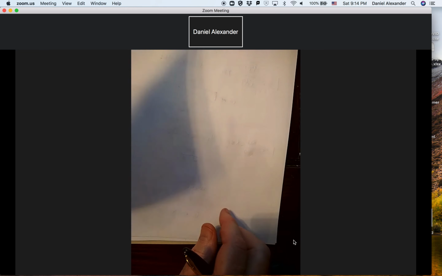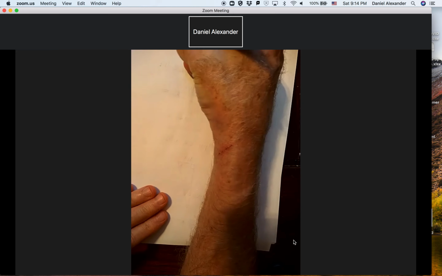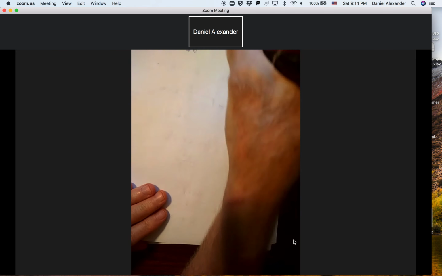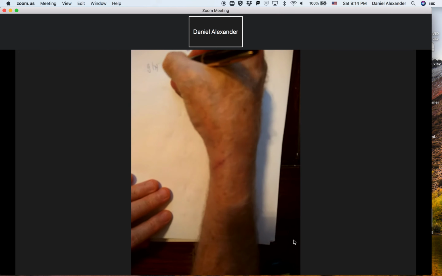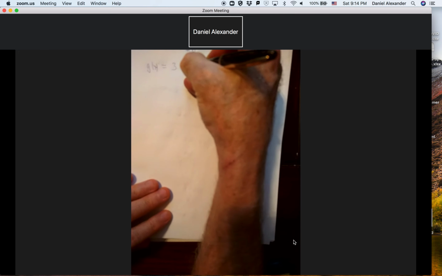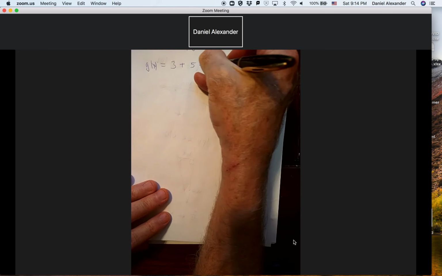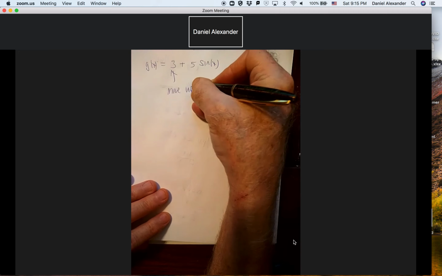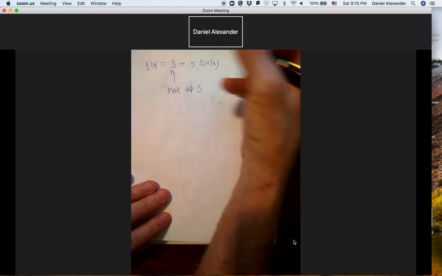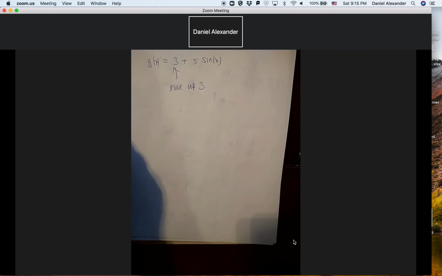So number 6 is going to be g of x equals 3 plus 5 sine x. This is just going to move the graph up 3. It's not going to change the amplitude. So let's look at what the graph looks like.